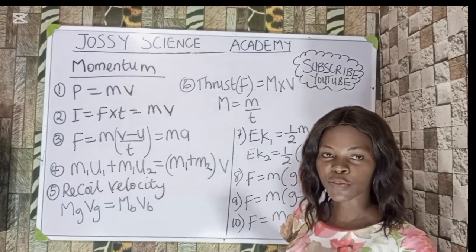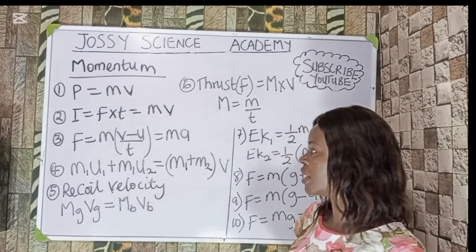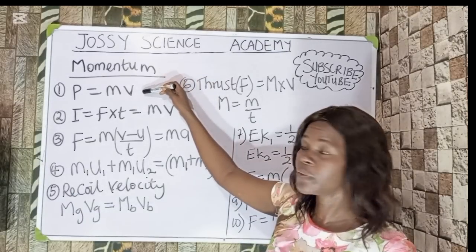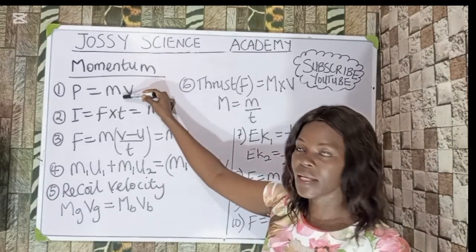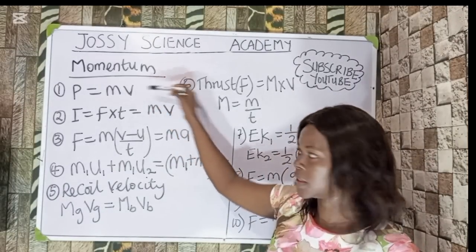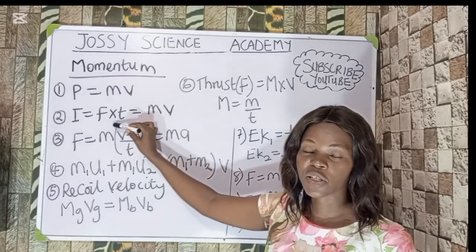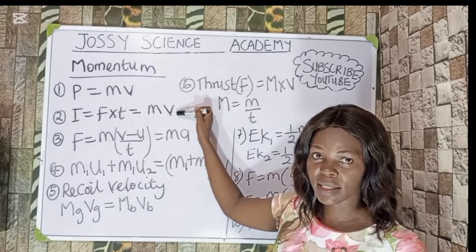Now this is momentum, it's still under motion. There are some things you need to know about momentum. The first thing is the definition of momentum and the formula. Momentum, the symbol is P, equal to m v, right? m for mass and v for velocity. The next thing you're supposed to know about momentum is impulse. Impulse is force multiplied by time, which is the same thing as change in mass times velocity.